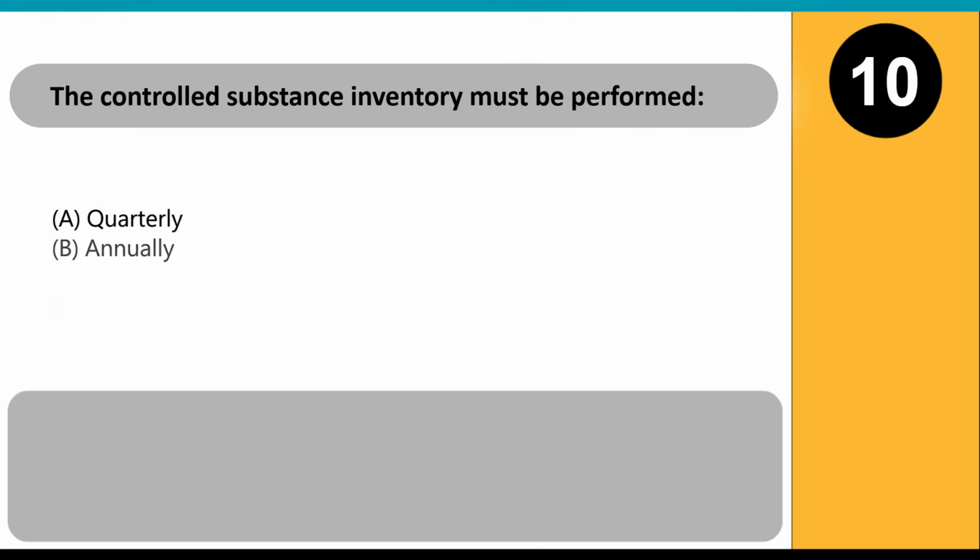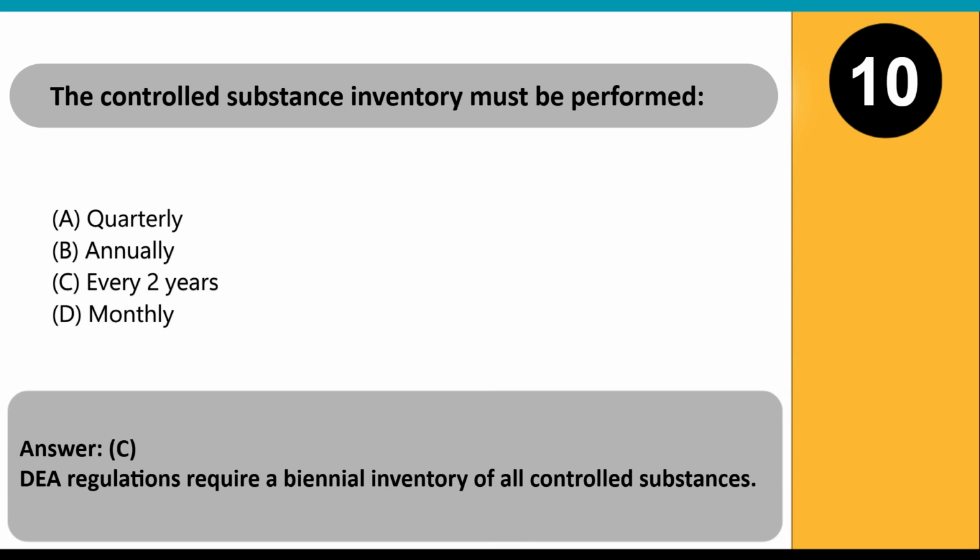The controlled substance inventory must be performed. A. Quarterly. B. Annually. C. Every 2 years. D. Monthly. Answer: C. DEA regulations require a biennial inventory of all controlled substances.